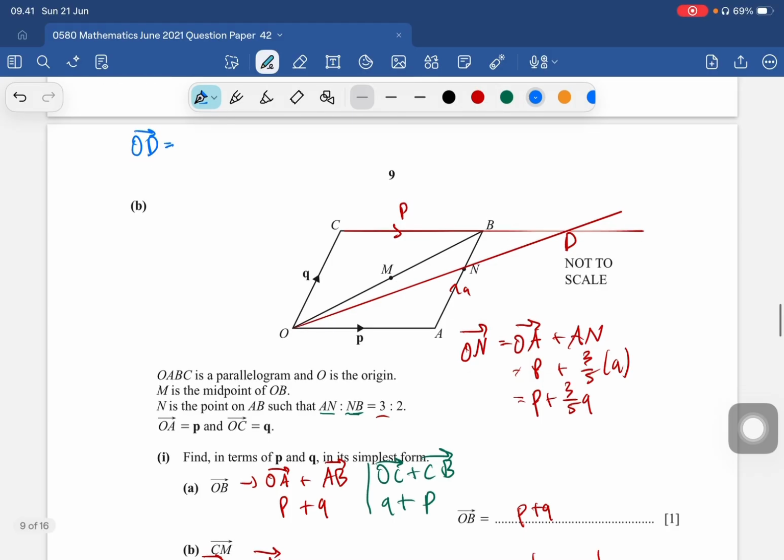We can get it from the constant, however, we don't know it yet. The constant we multiplied by ON. Okay, K equal to P plus, we got ON from here, P plus 3 over 5 Q.